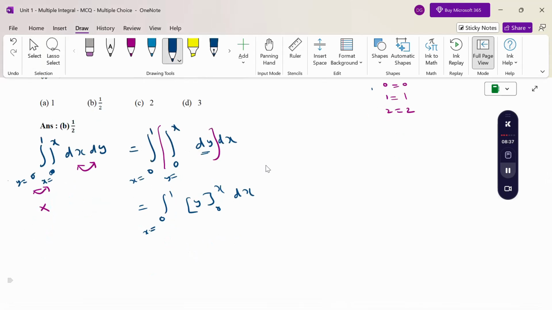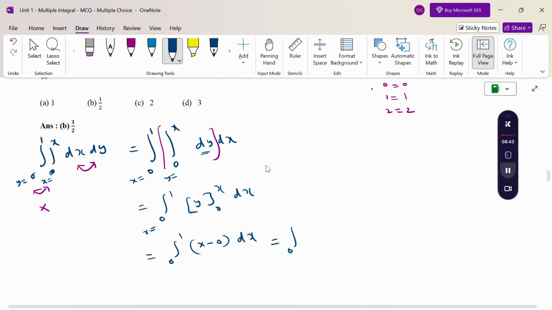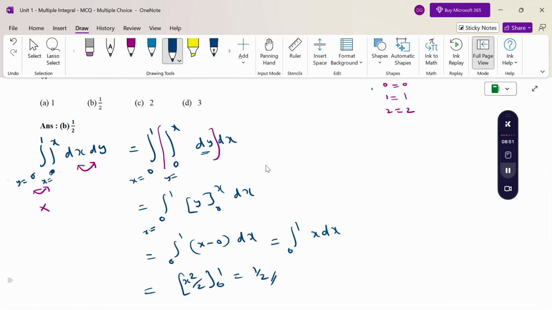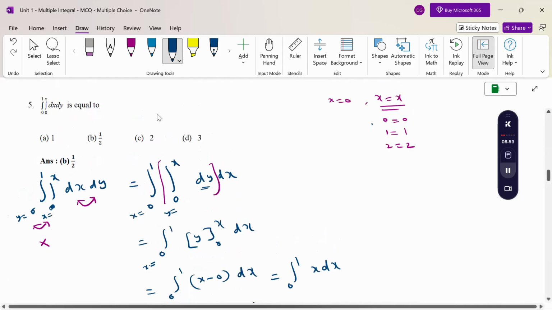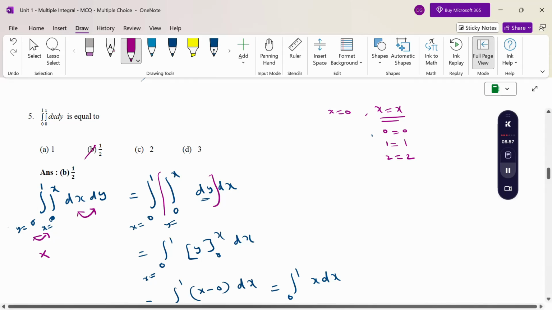Now substitute upper limit minus lower limit, x minus 0, into dx. Therefore here, integral 0 to 1 of x dx. When I integrate, x square by 2 from 0 to 1, 1 by 2 is the answer. Now check where the 1 by 2 option is. Option B, 1 by 2 is the answer.